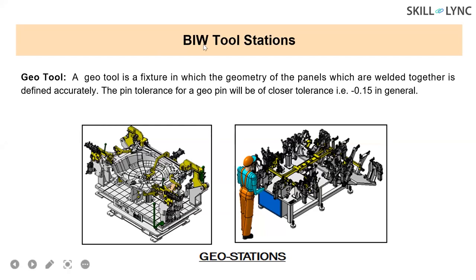And the geo tool, what we are going to do? We are going to do spot welding. So how will the geo tool be used? I will be having XYZ coordinates. Consider I'm going to do spot welding over this region. I can just mention the coordinate values. What will happen? My robotic arm will go to the respective place, and there it is going to perform the spot welding at this region. Clear, guys? Is it clear? So the geo station will be having a tolerance of 0.15 mm.